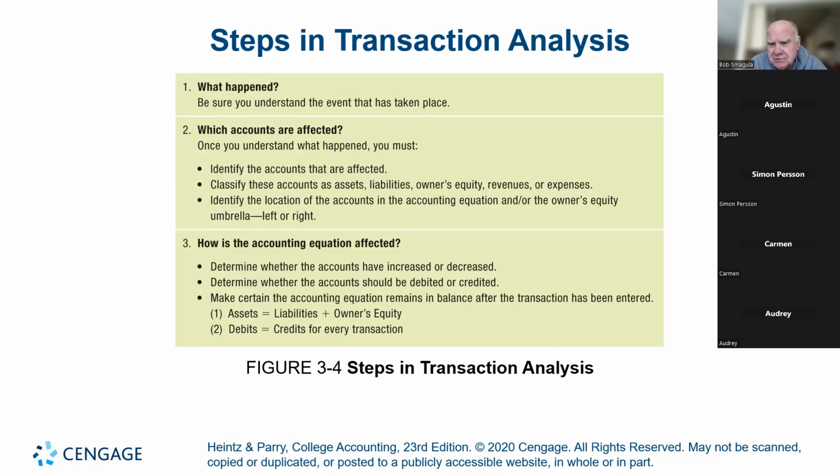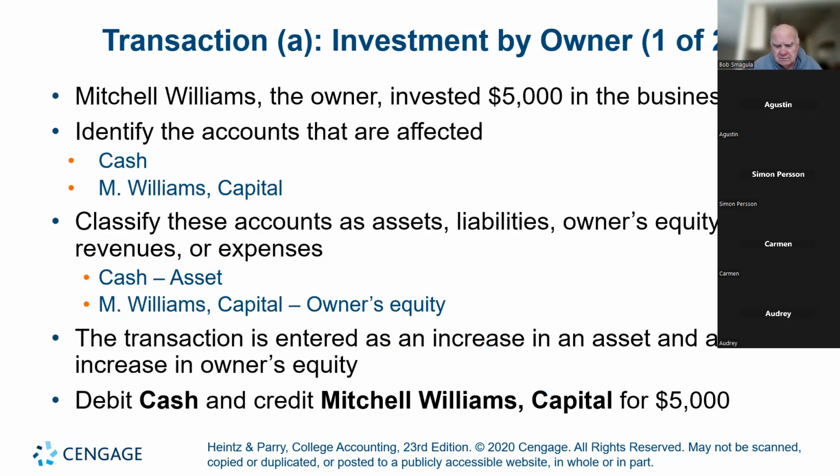And they're giving us this business about how we should look at things. What happened? Make sure you understand what just happened. It sounds simple, but you got to think about it a second. You sold something. You sold something for cash. Well, cash is going to go up and you have revenues going up, but you have to be smart enough to say we have to debit the cash to increase it and credit the capital to increase it.